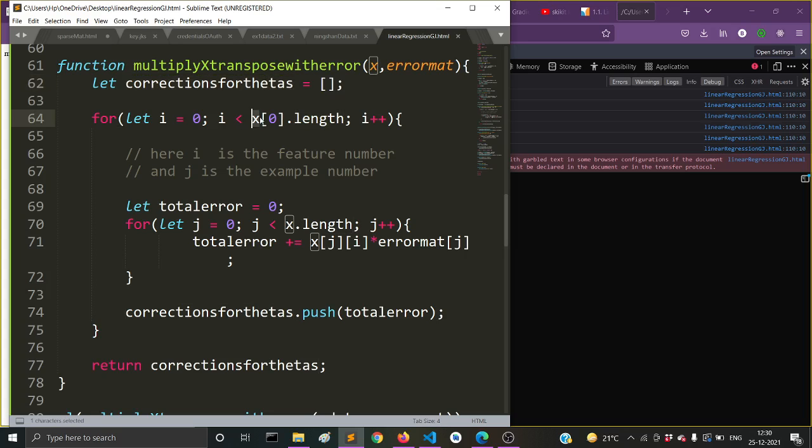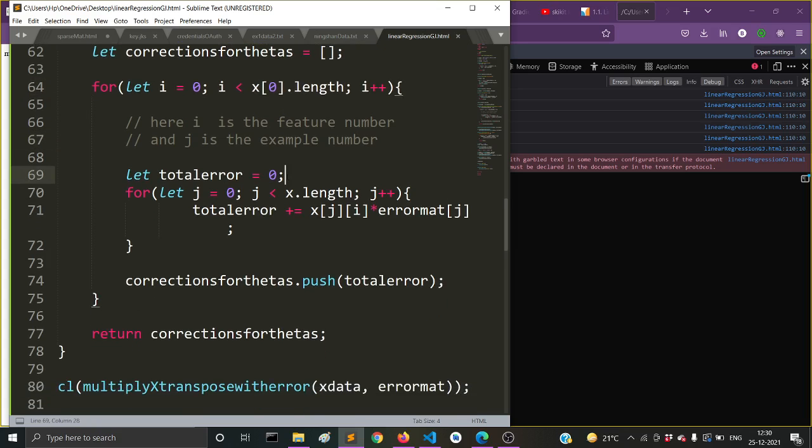Now, I will run a loop for all columns, because the columns are your features, right? Column belongs to your theta values, because columns are what are multiplied with theta. So we will run the first loop for the columns here, because I don't want to do transposes, I want to do it directly. And then I will make a variable, total error, equal to 0, so that I can add upon this variable, and then I can push that total error into the corrections for thetas later when this loop ends.